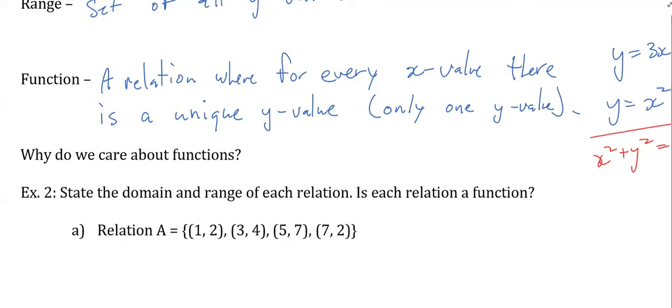Does anyone remember what makes something a function? We haven't even talked about that yet. Oh, well, unique, one y value. Why does it matter that if we're looking at a relation, for every x value there's only one y value? Why is that important? And by the way, the reverse doesn't have to be true. Two x values can have the same y, but two y values can't have the same x. So it's only one of those things that's true.